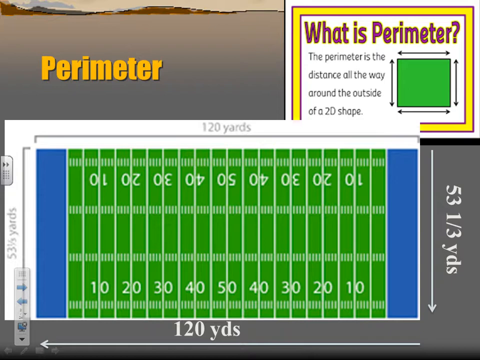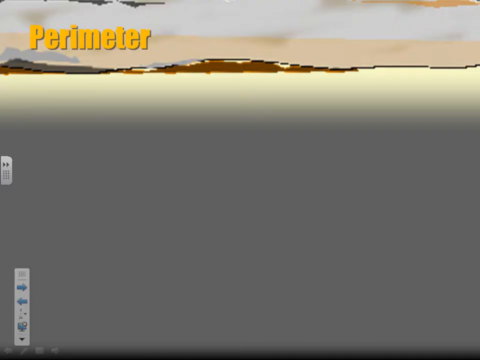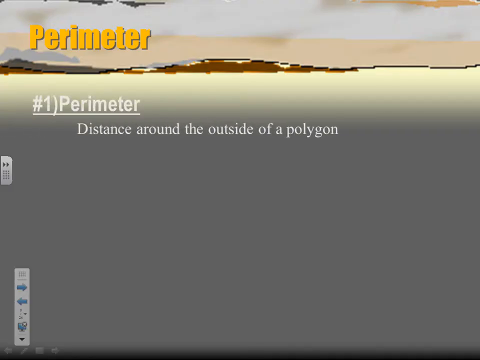So perimeter means the distance around the outside of a two-dimensional shape. So, to your notes. There is your definition, so please write the definition of perimeter, please. Remember, you can always stop this and go back. Be sure to do that because I'm going to go fast.